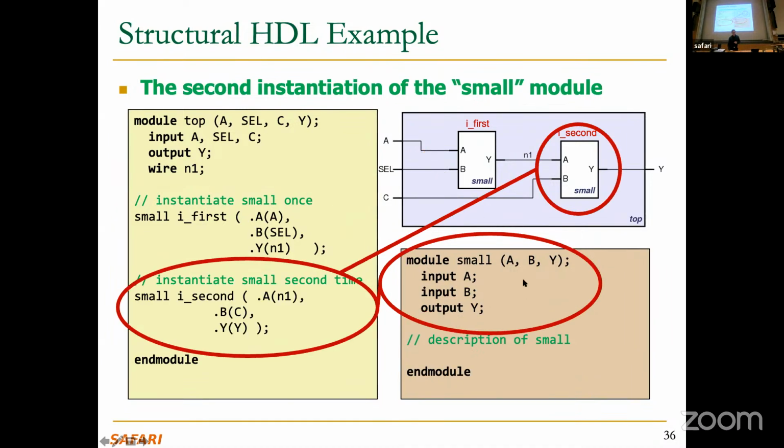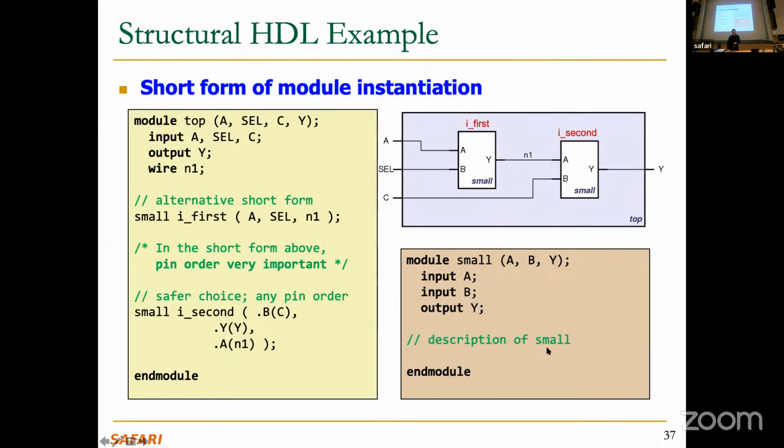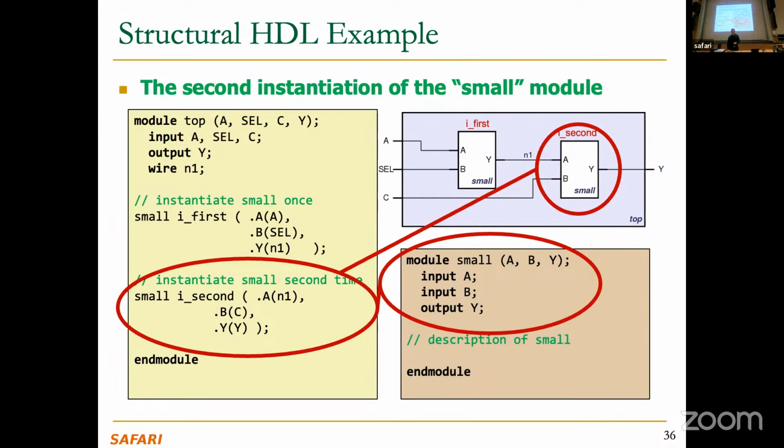And then the second module, input A of the second module is connected to N1, which is the output of the first module. And input B is connected to C, which is another input of the top-level module. And output Y of the small module is connected to output Y of the top-level module. Okay, it's so simple, basically, right? And then there should be some description of small, as we will see later on. It could be anything over there. It could be another module also, a description of the small. It could be another level of hierarchy.